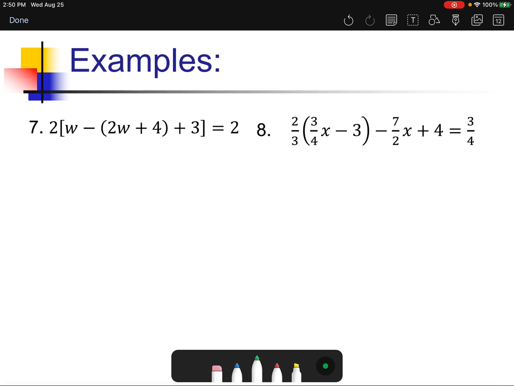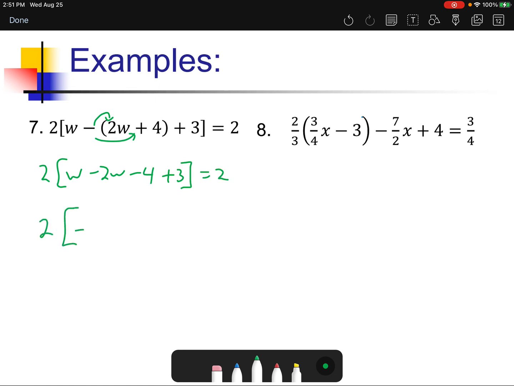Okay, number 7. Ooh, look at all those parentheses and brackets. Okay, now, we've been taught many years ago that parentheses come first. Even in this equation solving stuff, we're going to start inside and work our way out. So, we're going to distribute the negative sign first. Okay, so there's those brackets.